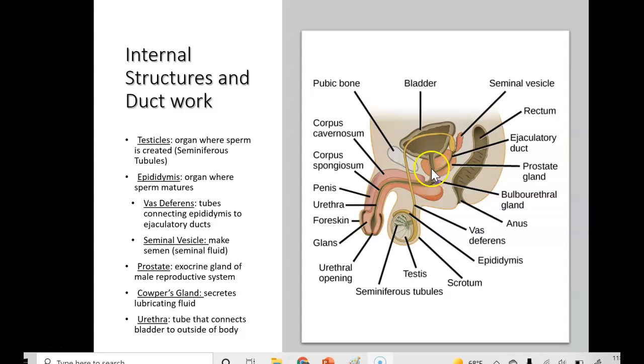So as the fluid moves back down, it's going to hit this last gland here, which is called the bulbourethral gland. It's also called the Cowper's gland. What this is going to do is release a thick, salty fluid. Its job is to lubricate the end of the urethra so that the fluid can go through it much easier, and also to lubricate the vagina so that those sperm can enter in.